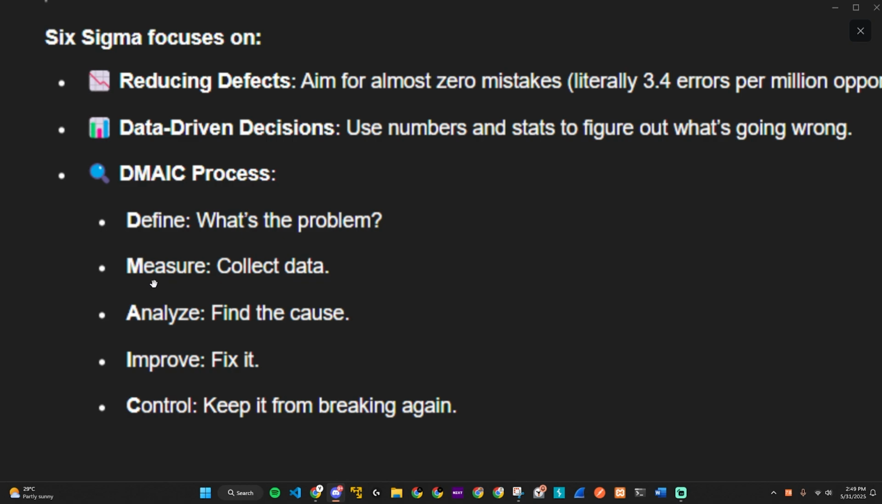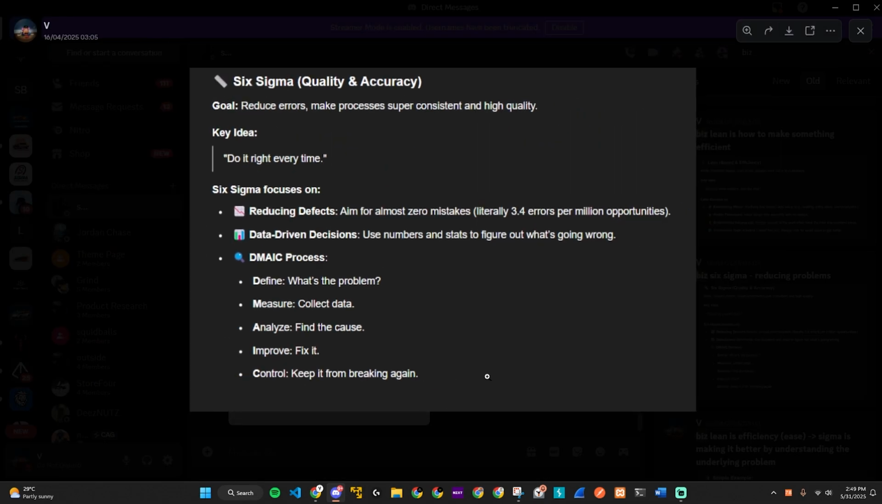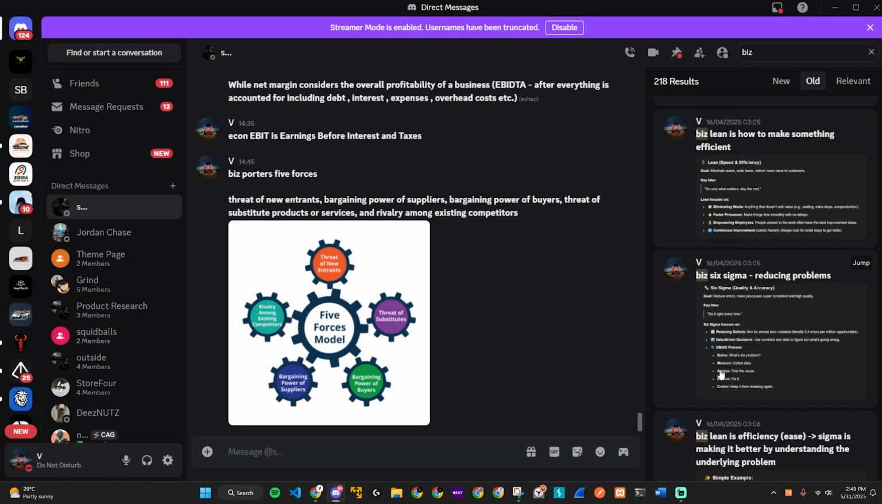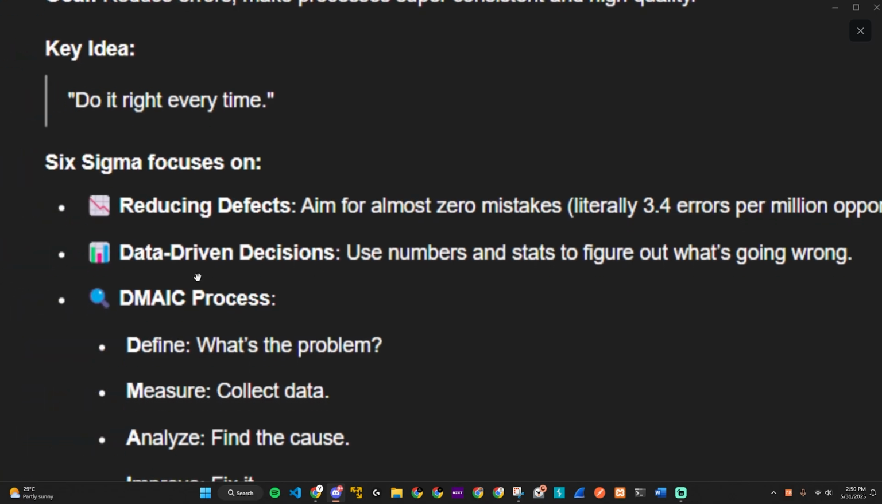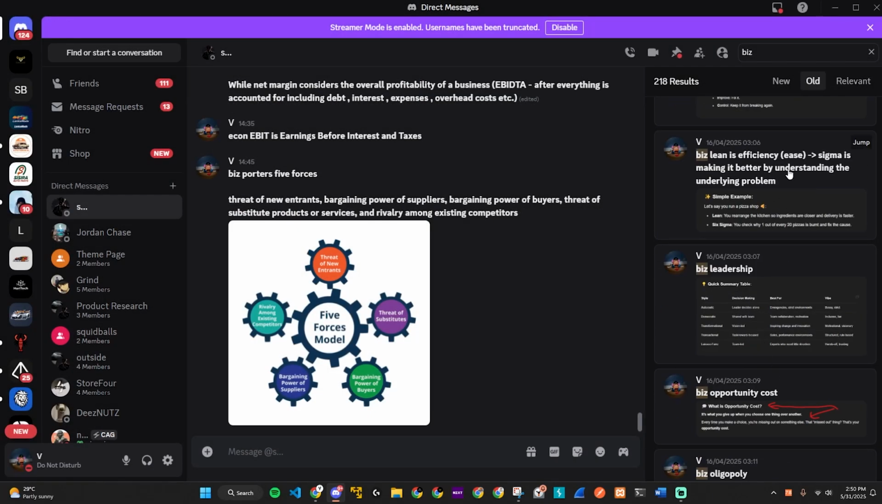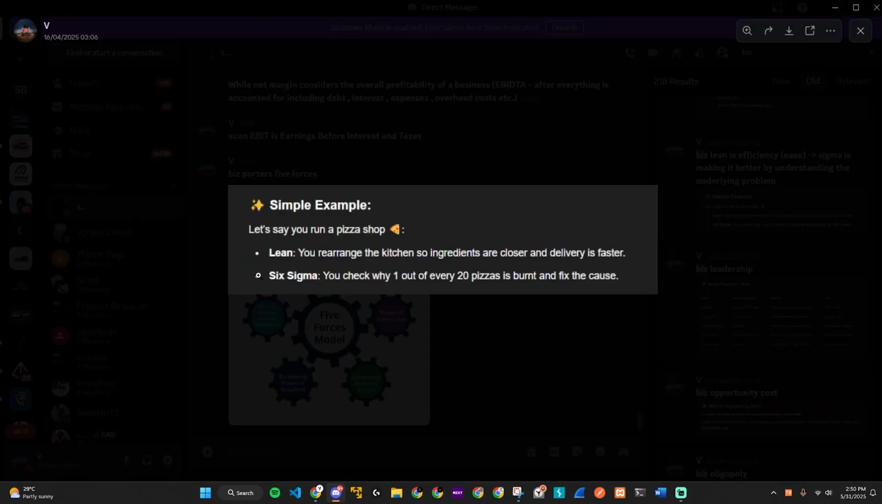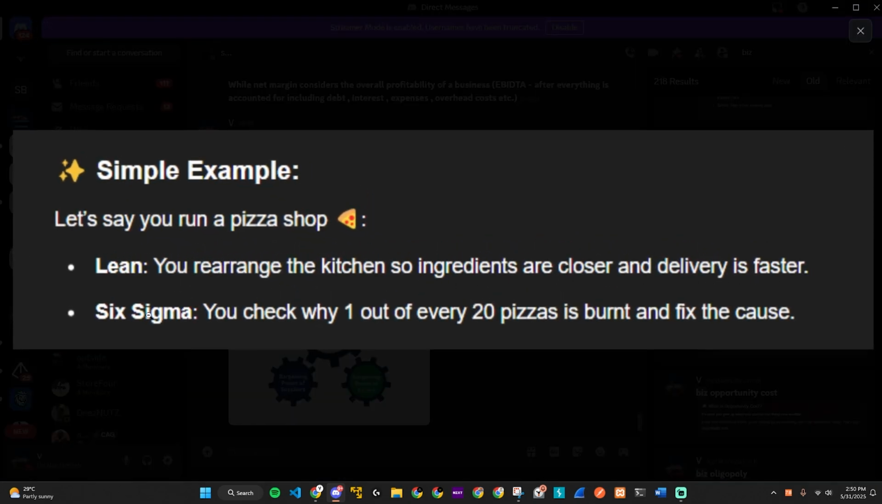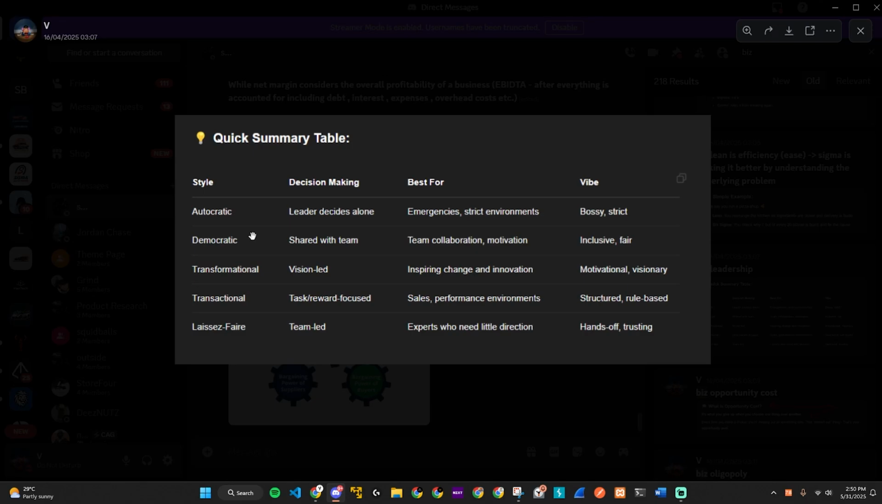DMAIC: define, measure, analyze, improve, control, right? So define what's the problem, collect what the data is, and define the cause from the data, improve it, and then control it from breaking again for the sustainability, right? So reducing defects, exactly, and then data-driven decisions. So Sigma, exactly. Reducing waste of time in this case. Exactly. So data analytics.